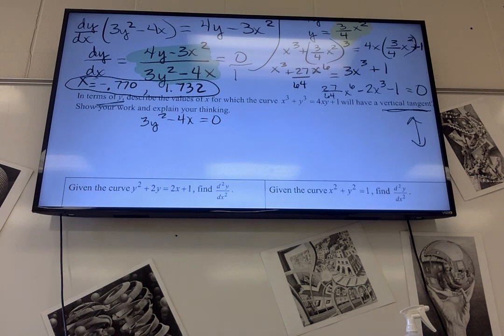And in terms of y, that means you solve for x. Is it 3 over 4 y squared? And it didn't say we actually had to find the values, praise the Lord.